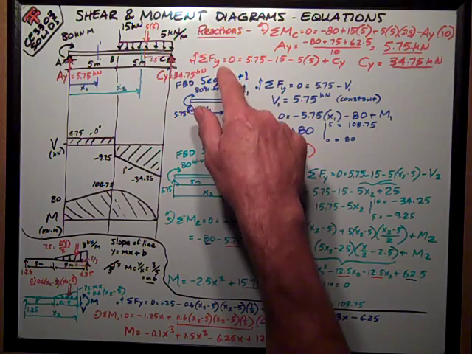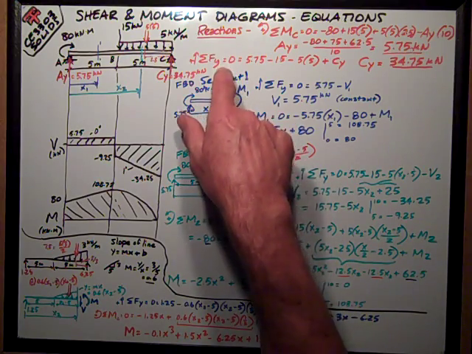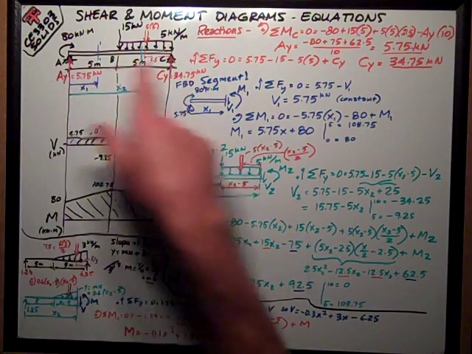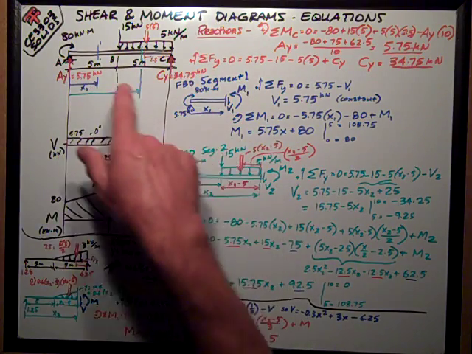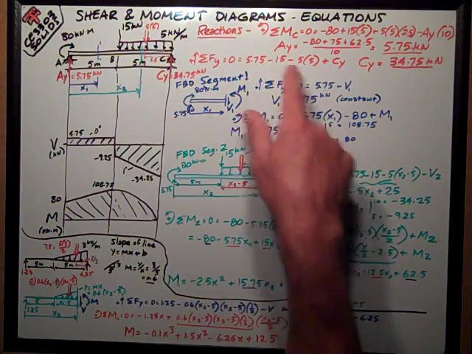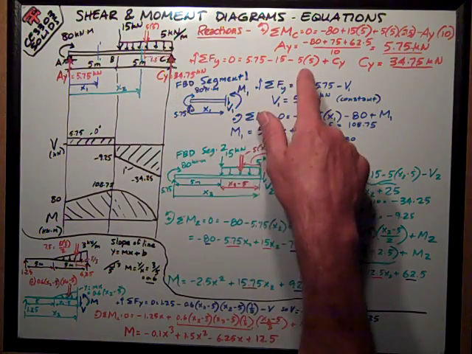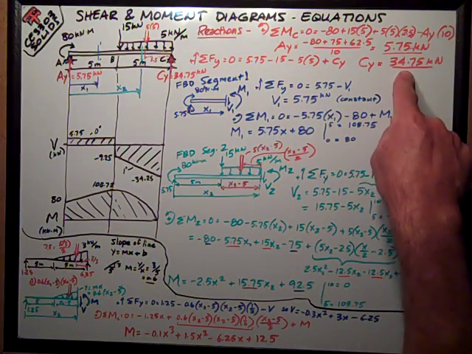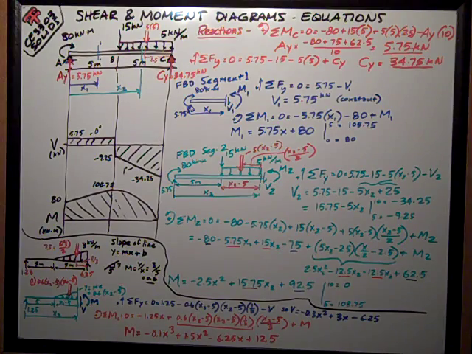Now, I want to look at my sum of forces in the Y. It's pretty easy. I've just got my reaction that I just solved for, 5.75, up, positive, minus 15, minus 5 times 5 for the distributed load, plus CY, reaction at the right end, works out to be 34.75 kilonewtons. Now I've got my reactions, I'm ready to start writing equations.